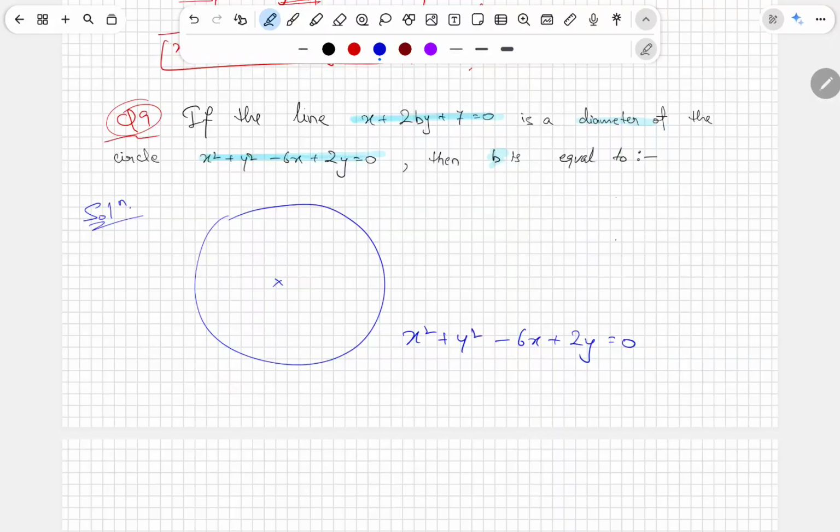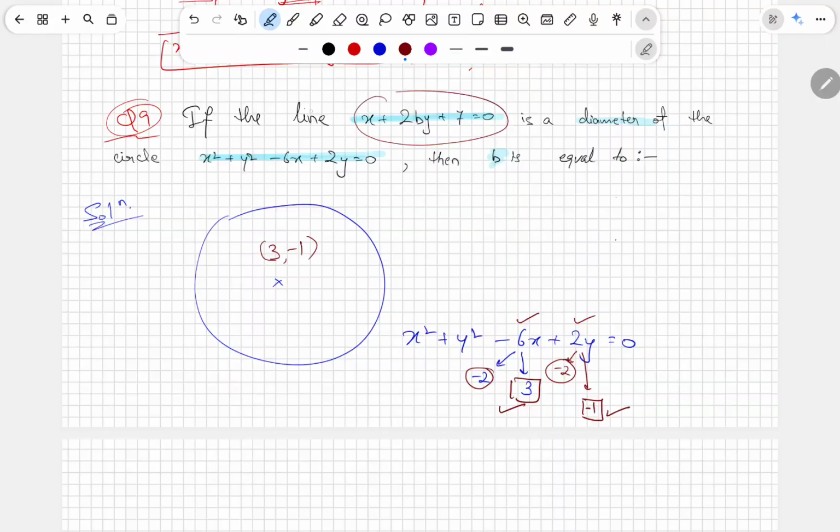How do we calculate the coordinates of center? We take out minus 2 and the other number will be 3. So minus 2 into 3 will give me minus 6. Same logic will be applied. I'll take out minus 2 into 1. So minus 2 multiplied with minus 1 will give me plus 2. So now the coordinates of center are coming as 3 and minus 1. So coordinates of center are 3 comma minus 1.